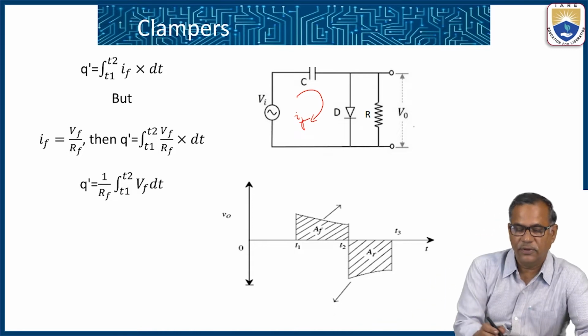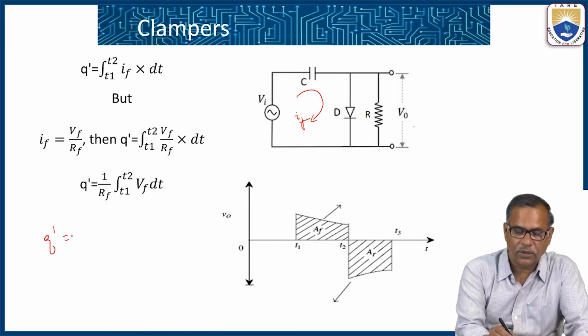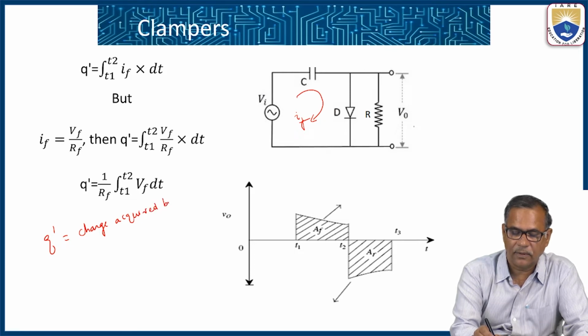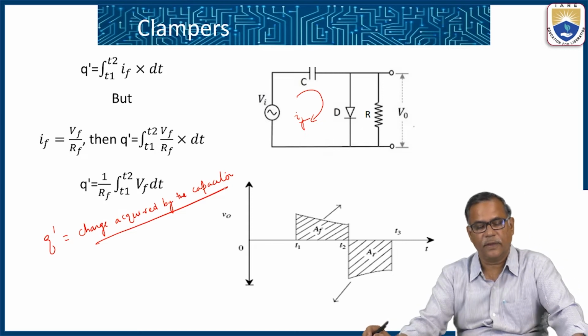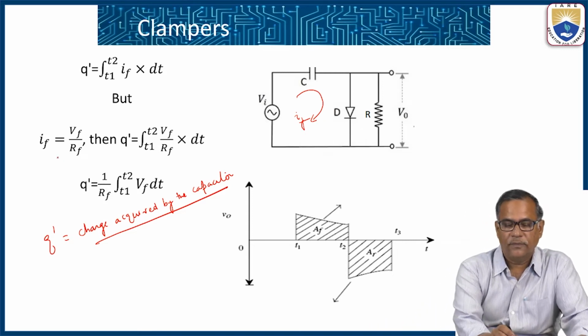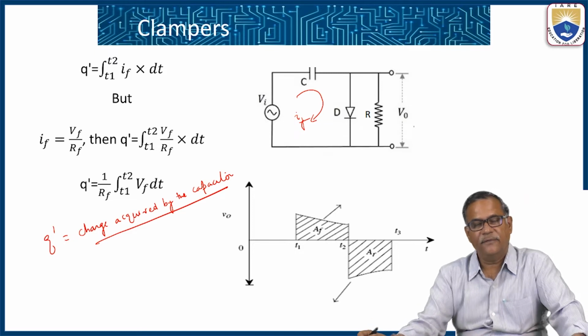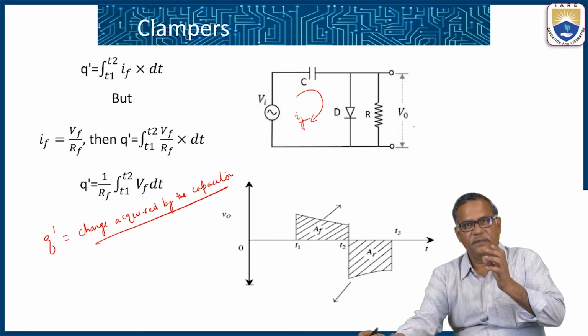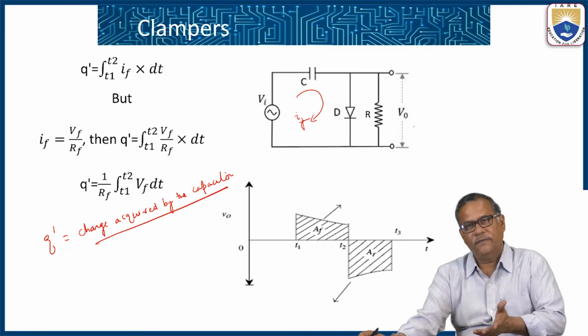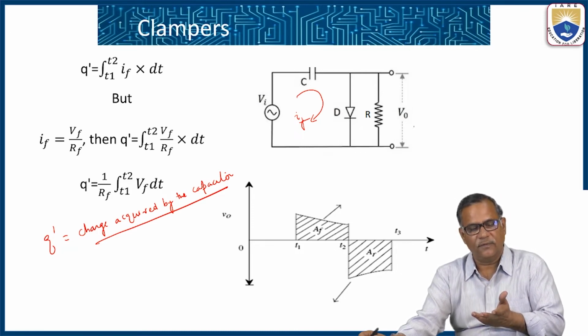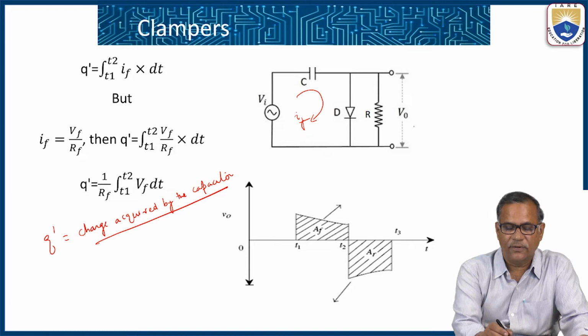So Q dash is the charge acquired by the capacitor. What is IF? IF is nothing but VF by Rf, because VF is the forward voltage across the diode, and Rf is the diode forward resistance. So IF is equal to VF by Rf.